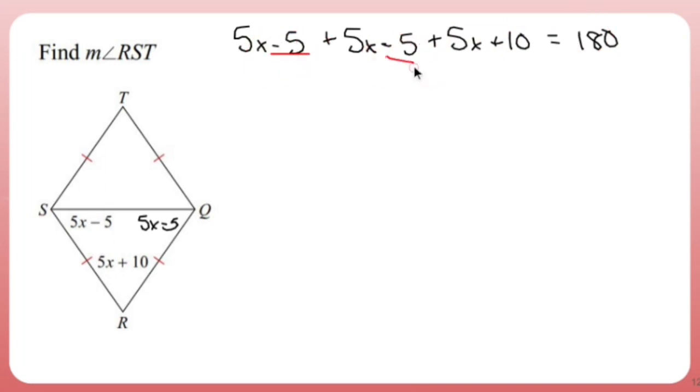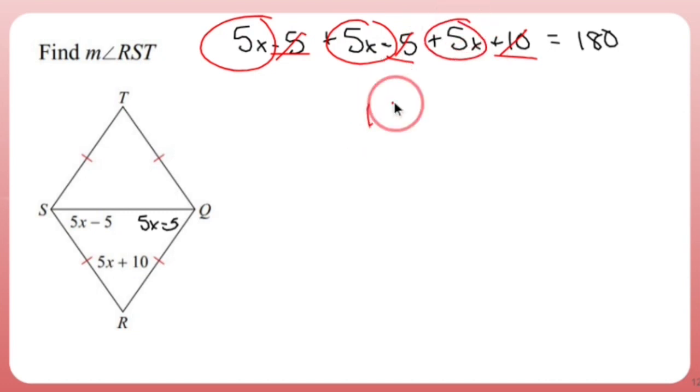-5, -5, and positive 10 all cancel each other out. -5 plus -5 is -10. -10 plus 10 is 0. Nothing. 5x plus 5x plus 5x is 15x. And now I have a one-step equation. All I have to do is divide both sides by 15.